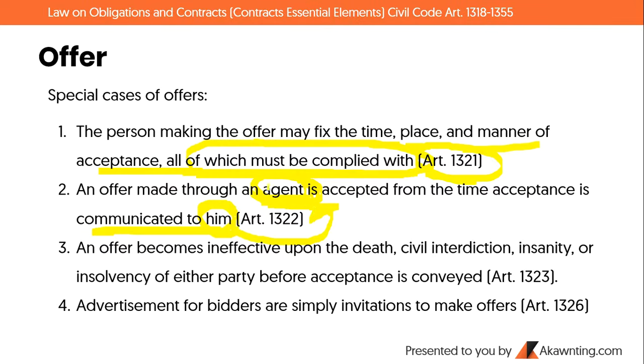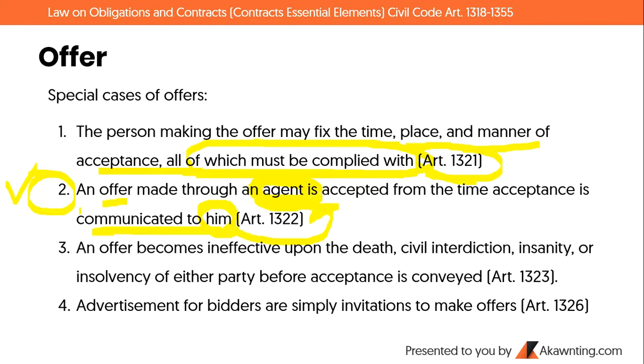Okay? Pero, in number 2, this is an exemption. Bakit? Kasi, nag-initiate ka ng offer using an agent, therefore, it is sufficient na mai-communicate doon sa agent na yun yung acceptance para magkaroon ng consent. Okay? So, exemption yung number 2 doon sa general rule natin wherein in order for consent to be made, kailangan ng communication ng acceptance to the offerer. Okay? So, exemption po yung number 2. Okay.